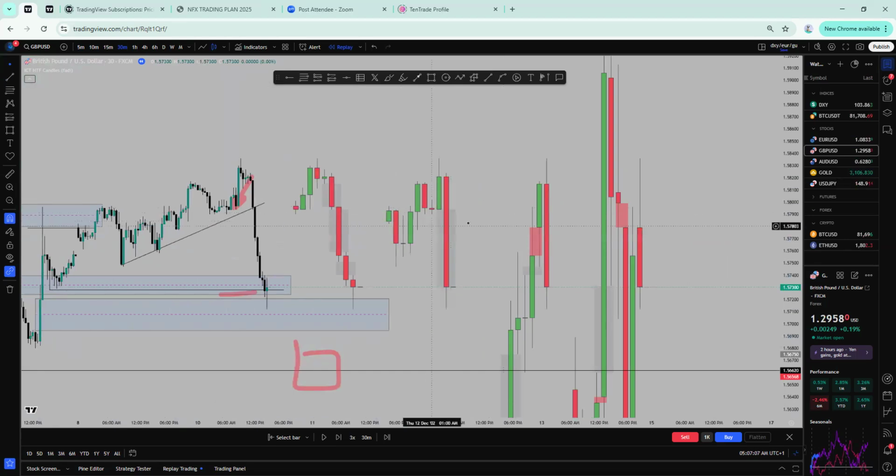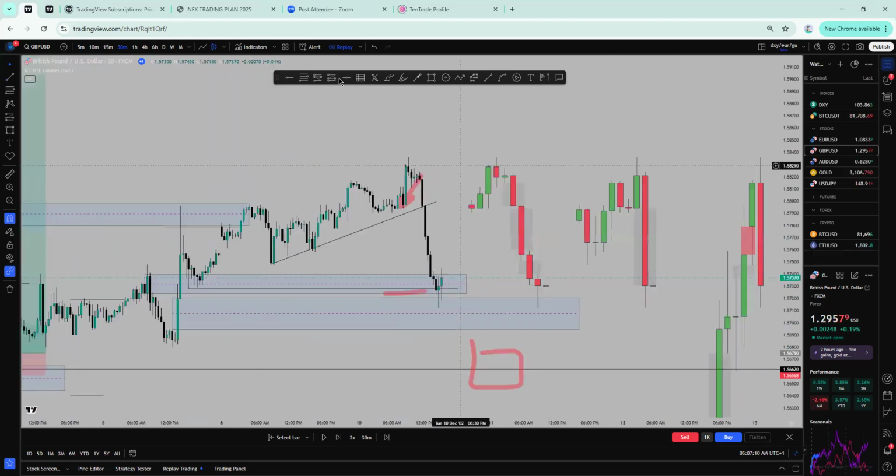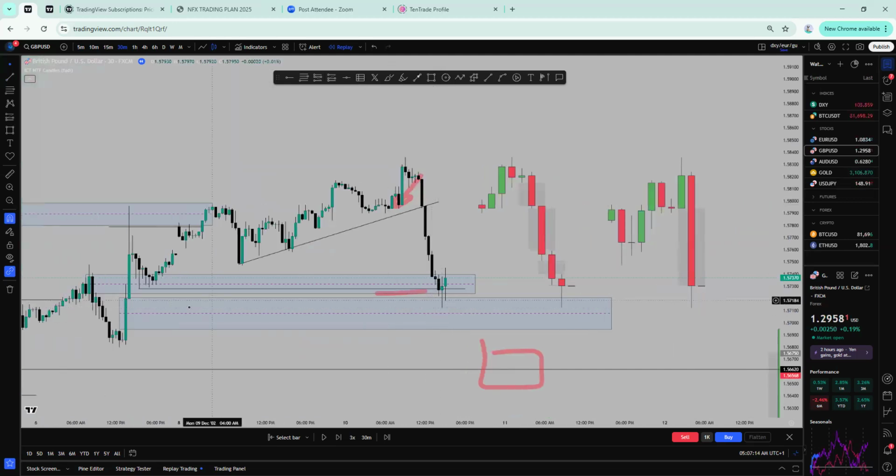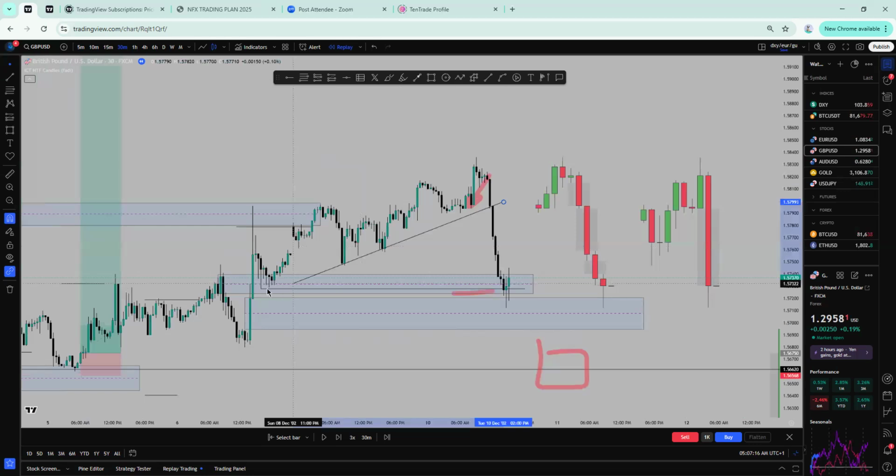Good, good, good. So we have now tapped into this fair value gap. For me, I would have bought immediately from here. I would be on the trade instantly. You can see all these lows, right? I think I explained this well.